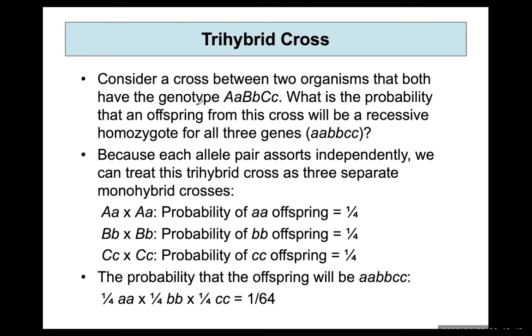So the question is, read the question. Large A, small a, large B, small b, large C, small c, self-fertilized. And the question wants to know the probability of the genotype small a, small a, small b, small b, small c, small c.